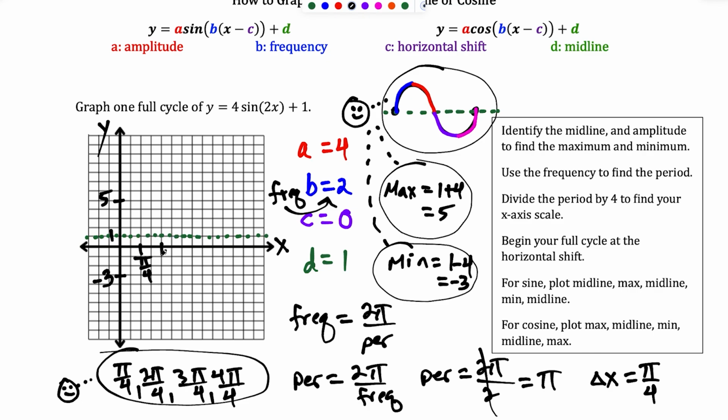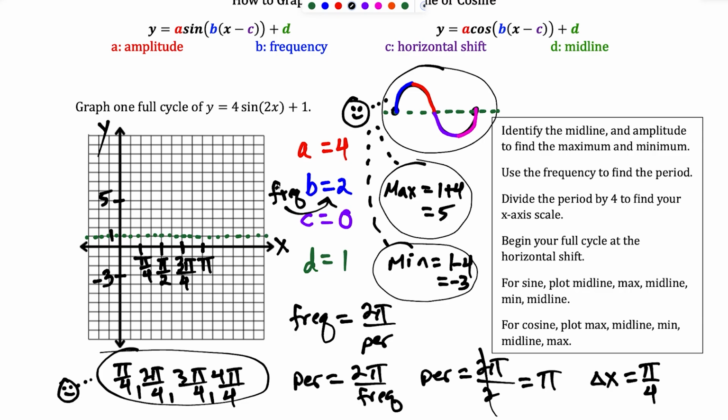Okay, so I'm going to go here, 1, 2, 3, and then another one like this. So this would be 2 pi over 4 next, which reduces to pi over 2. And then next would be 3 pi over 4. And then finally last would be 4 pi over 4, which simplifies to pi. So this is telling us how to cut up the x-axis.